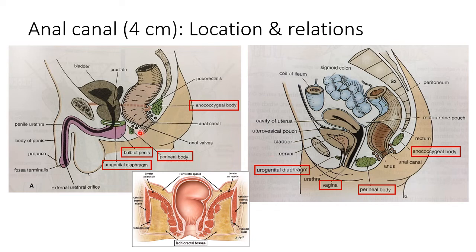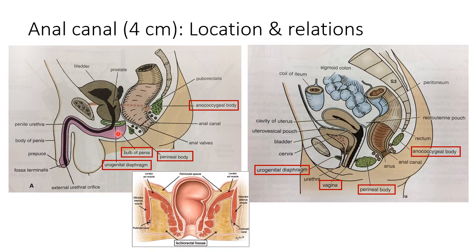So if we think of anterior relations, there is another fibrous mass anterior to the anal canal in males and in female, and that is called the perineal body. So it's found in males and females. Urogenital diaphragm is also anterior to the anal canal. It's also found in male and female. The difference is in the content of the urogenital diaphragm. In male, it's the membranous urethra. In female, it's part of the vagina.